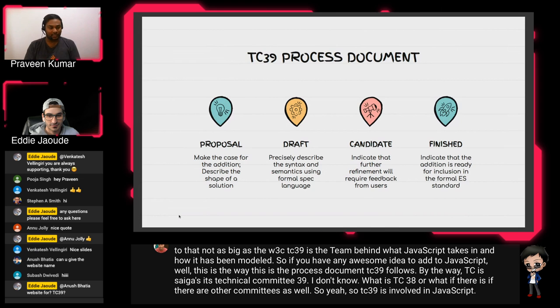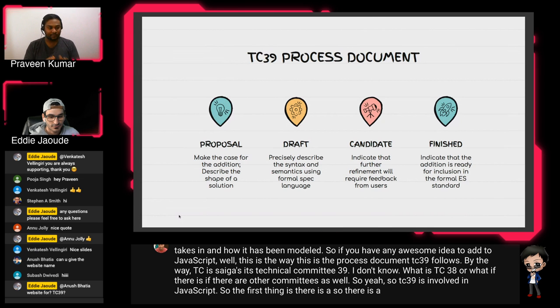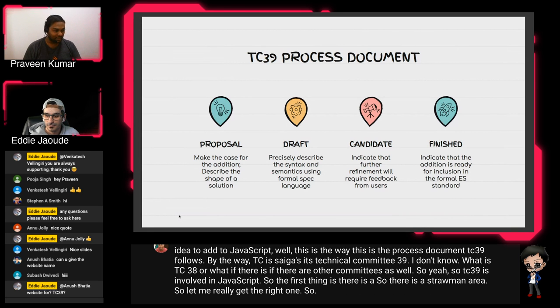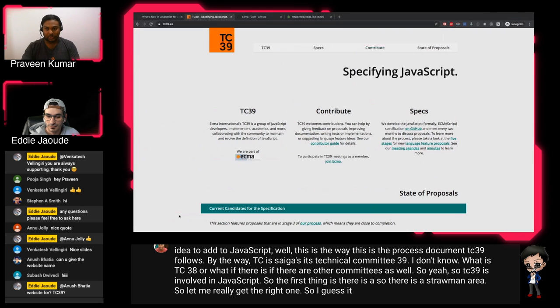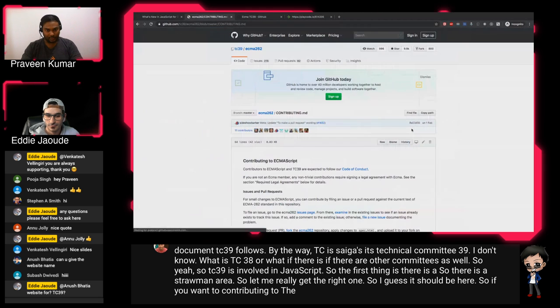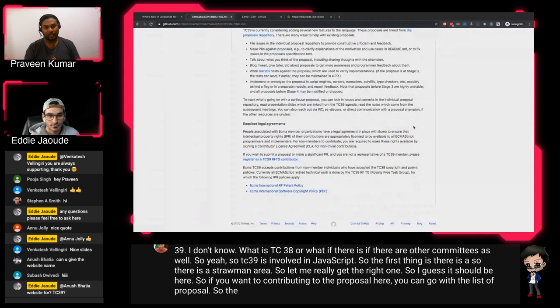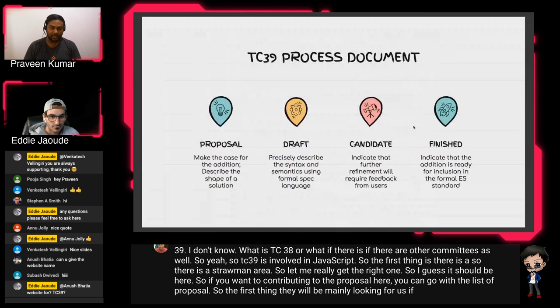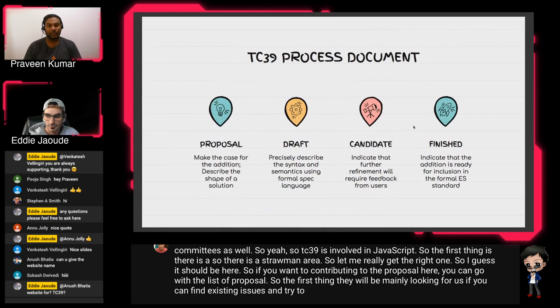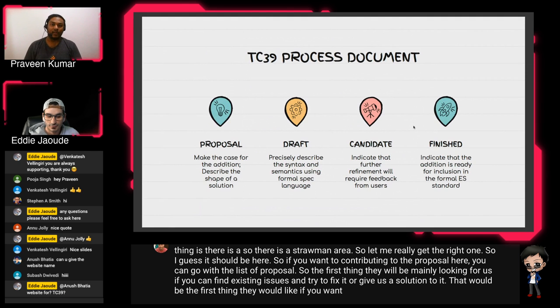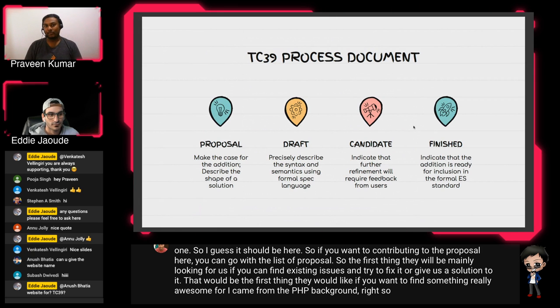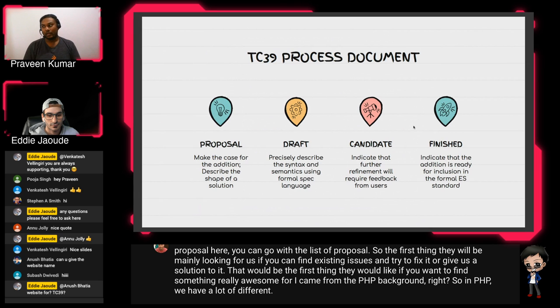So the first thing is there is a straw man area. Let me really get the right one. I guess it should be here. So if you want to contribute to a proposal, here you can go with the list of proposals. The first thing they will be mainly looking for is if you can find existing issues and try to fix them or give a solution to them, that would be the first thing they would like. If you want to find something really awesome, for example, I came from a PHP background, right? So in PHP, we have a lot of different, what do you call this?